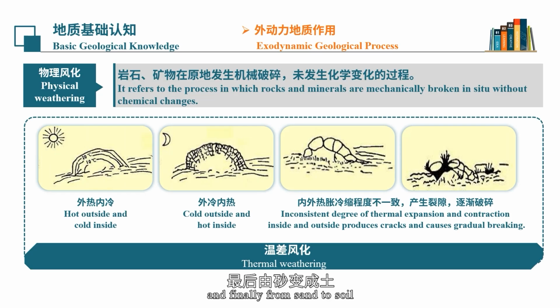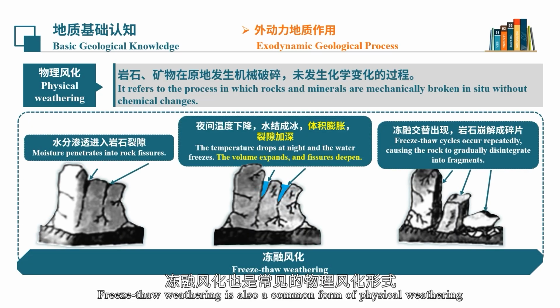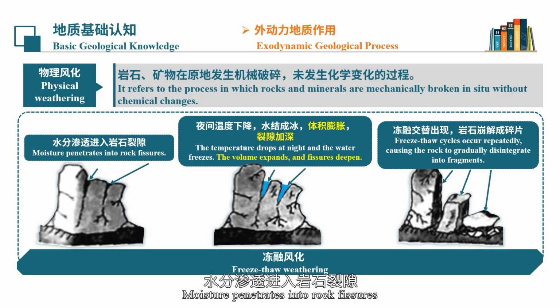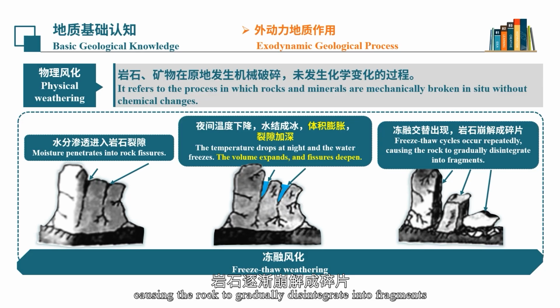from sand to soil. Freeze-thaw weathering is also a common form of physical weathering. Moisture penetrates into rock fissures. The temperature drops at night, and the water freezes. The volume expands, fissures deepen, and freeze-thaw cycles occur repeatedly, causing the rock to gradually disintegrate into fragments.